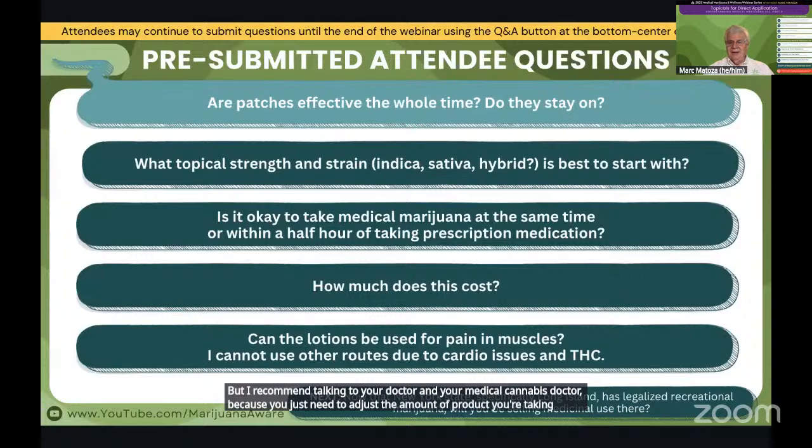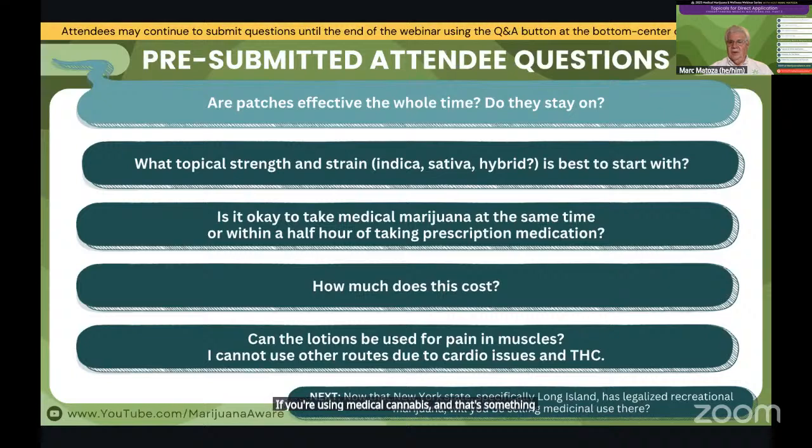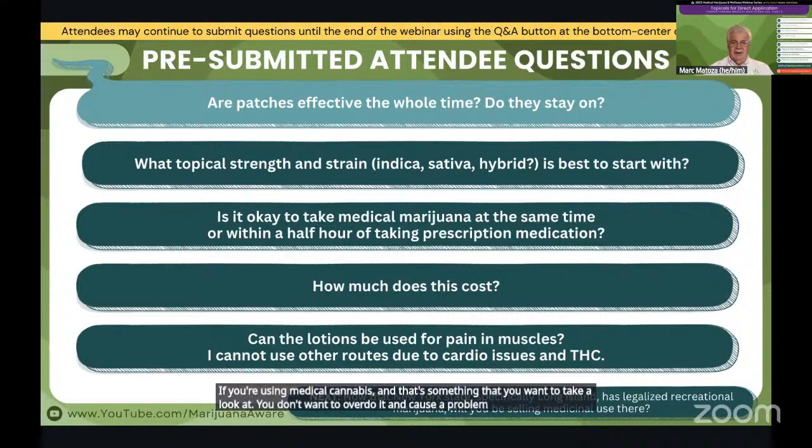You need less of the heart medication if you're using medical cannabis, and that's something that you want to take a look at. You don't want to overdo it and cause a problem in that area. But the answer is yes, you can.